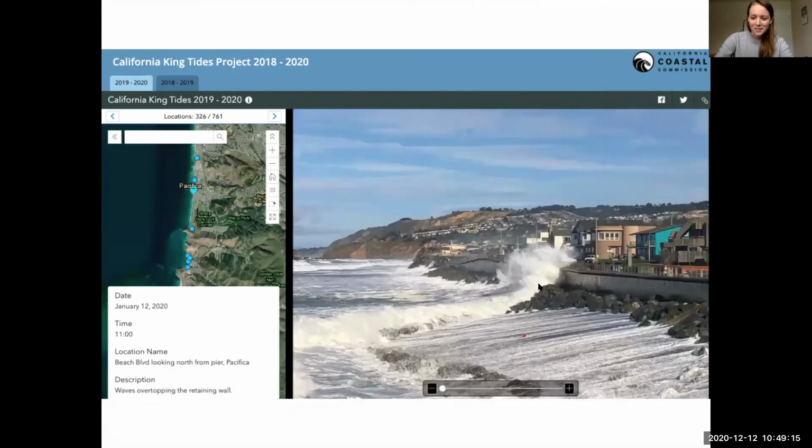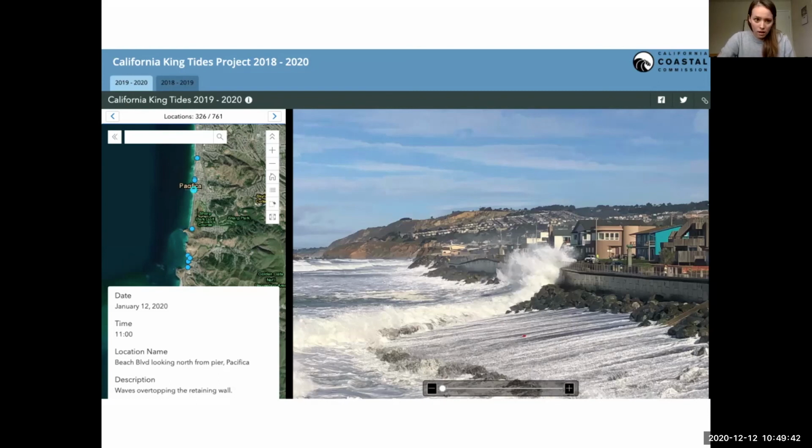And this one is a little dramatic, but it sparks me thinking, what can we do about this kind of impact? This is in Pacifica, and it can show you what it looks like when the sea level rises and a storm surge hits, and the kind of impacts there.